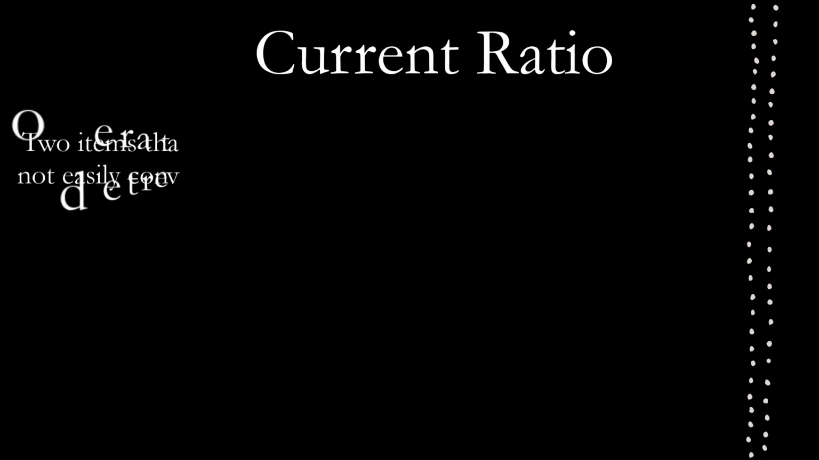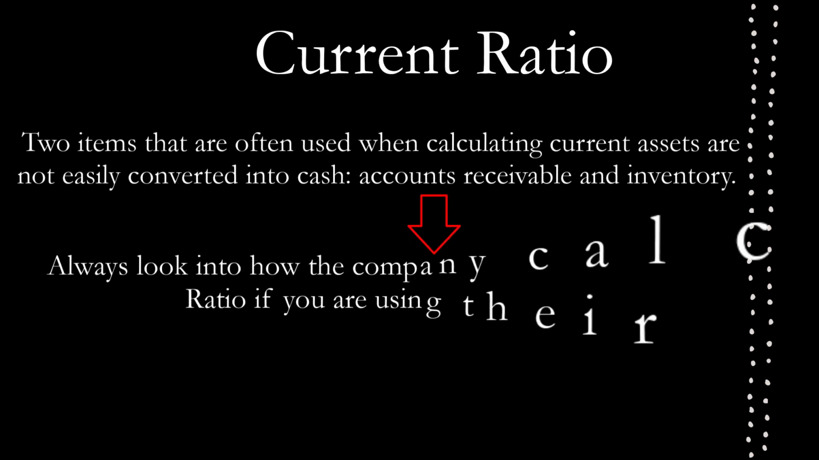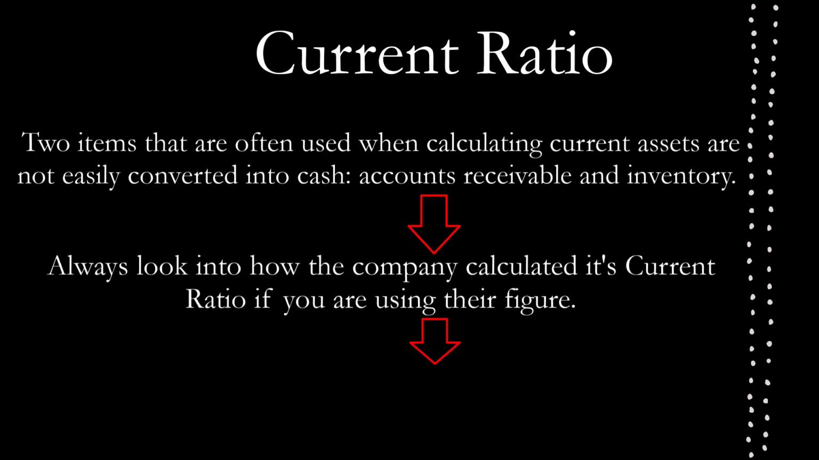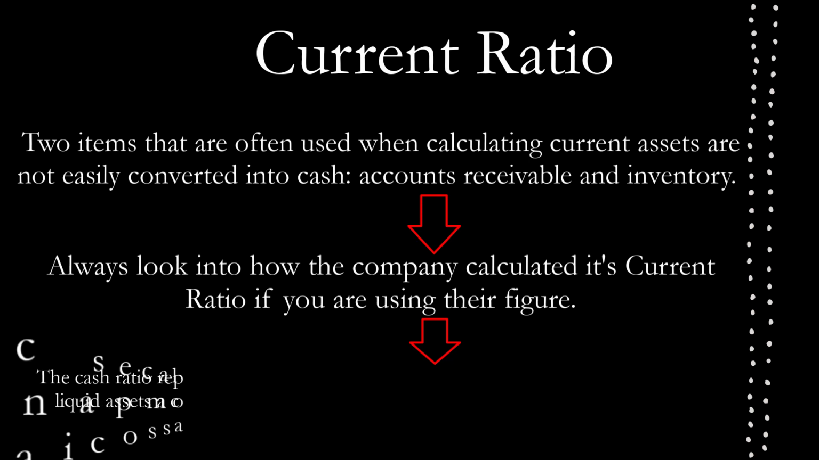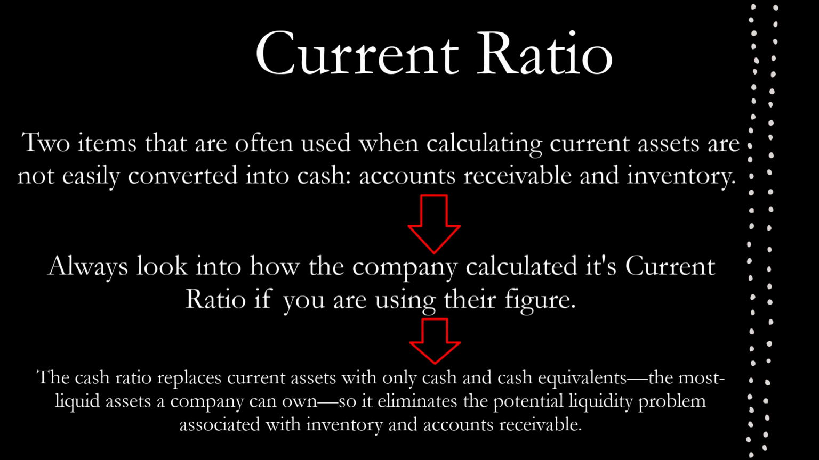Two items that are often used when calculating current assets are not easily converted into cash: accounts receivable, money other companies owe the company in question, and inventory, completed products and materials used to create them. For that reason, the current ratio may not be the best measure of a company's short-term liquidity. This is one of the limitations of the current ratio. The cash ratio replaces current assets with only cash and cash equivalents, the most liquid assets a company can own. So it eliminates the potential liquidity problem associated with inventory and accounts receivable.